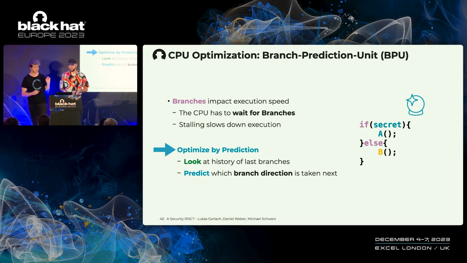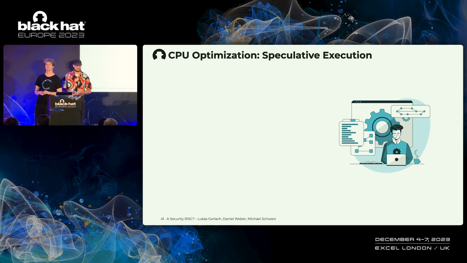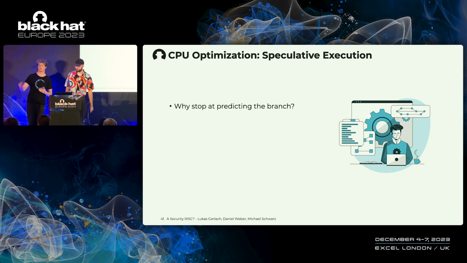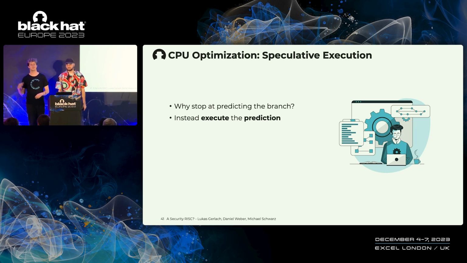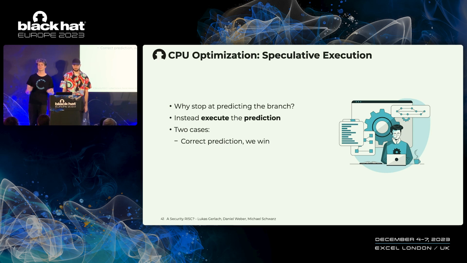Yes, good point. And what is still missing is so-called speculative execution. Why do we stop at predicting just the branch outcome and prefetching that memory when we can even execute it? But doing that is a little more complicated because you have to differentiate two cases. In the first case, you have a correct prediction. That's easy. You just gained a lot of performance, and it's one of the key features why CPUs nowadays are that fast.